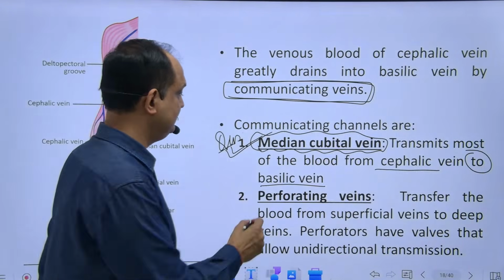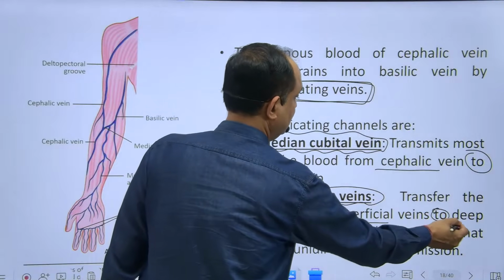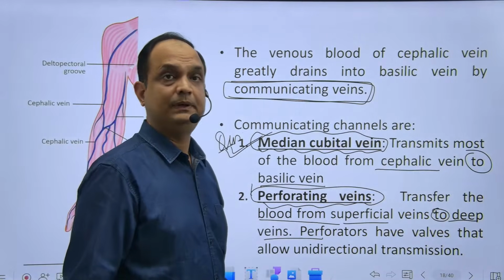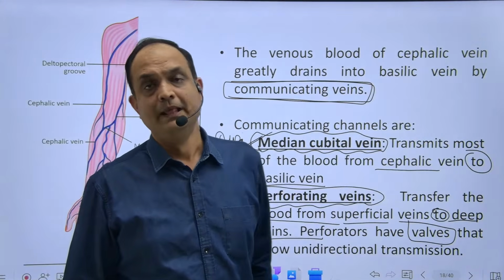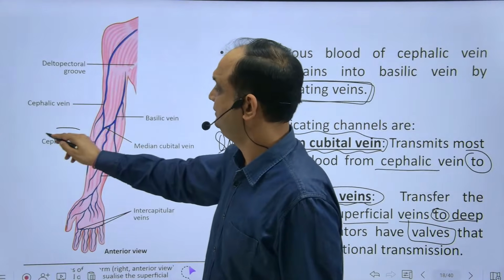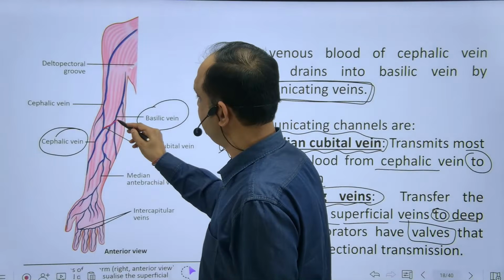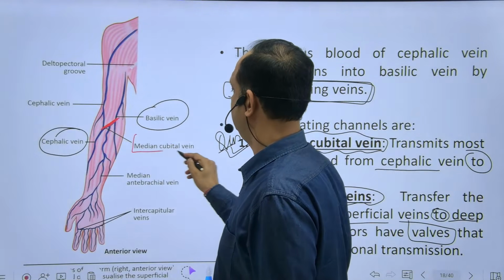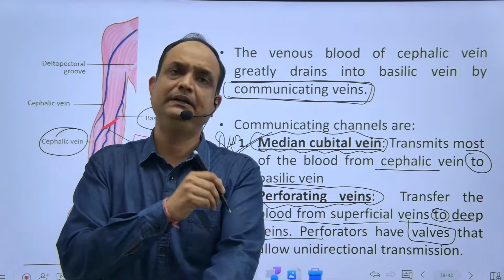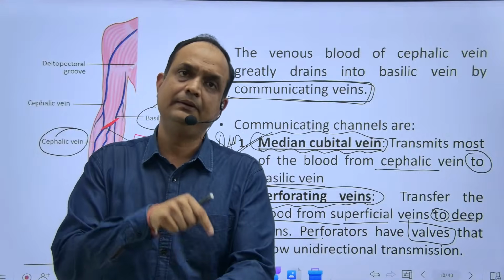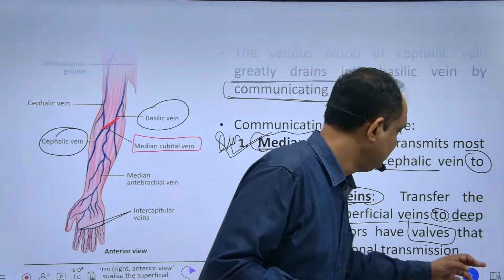Apart from that, there are some perforating veins present, and they transfer the blood from superficial veins to the deep veins of the upper limb, and these perforators have valves to determine the unidirectional flow of blood. In this diagram also you can see that this is your cephalic vein, this is your basilic vein, and in between them you can see this connection, which is known as the median cubital vein. And apart from that, there are perforators present in the whole course of the cephalic vein, which go deep to connect it with the deeper veins present inside the upper limb.